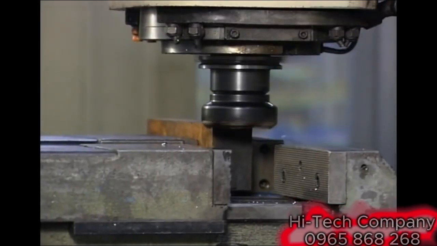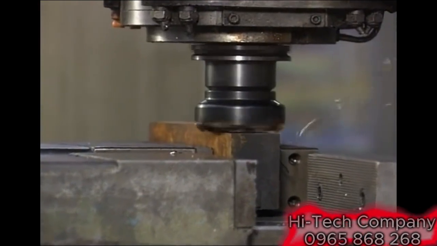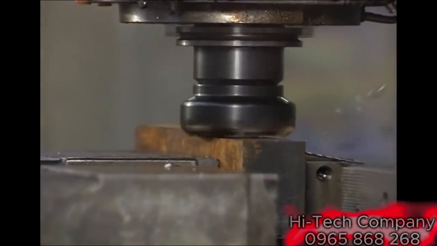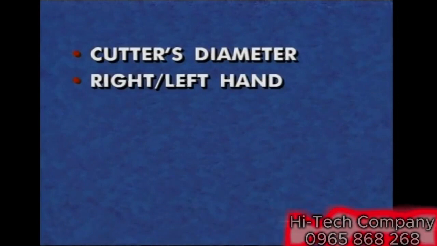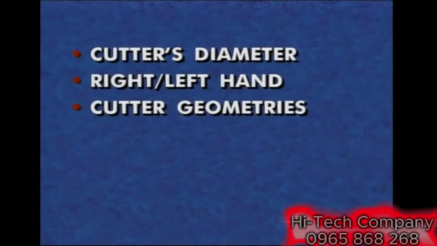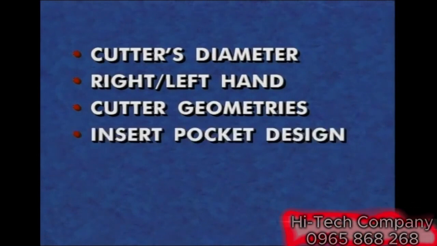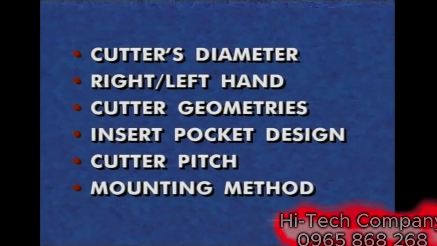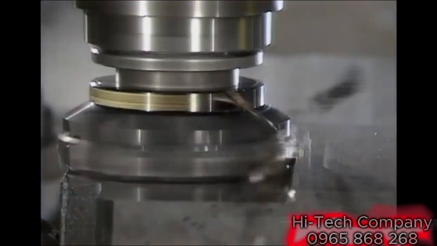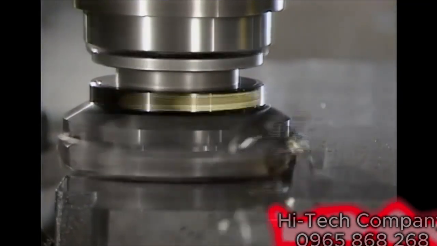There are major variables in the design of face milling cutter bodies which must be considered when selecting tools. These include the cutter's diameter, the hand of cut, the cutter geometries, including rake and lead angles, the insert pocket design, the milling cutter pitch, and the cutter's mounting method. For cutting, the effective diameter is the most significant concern.